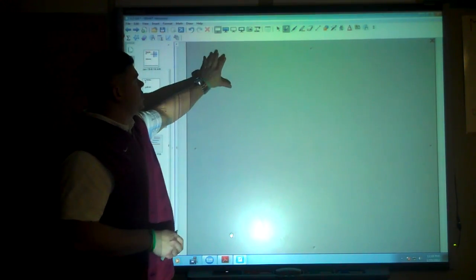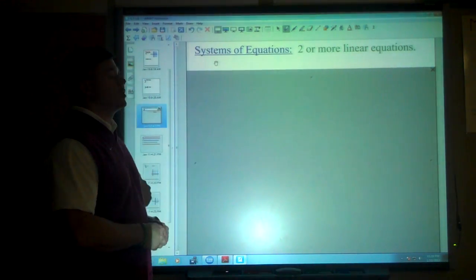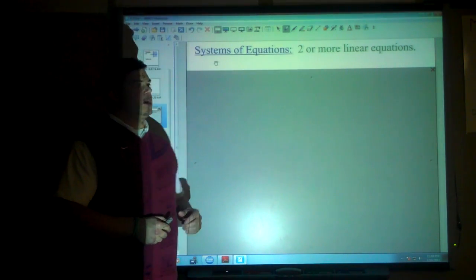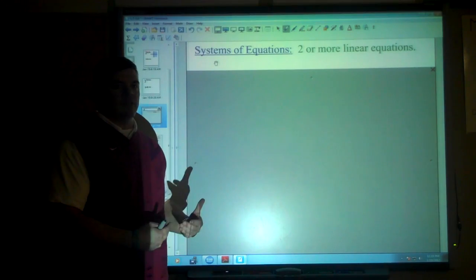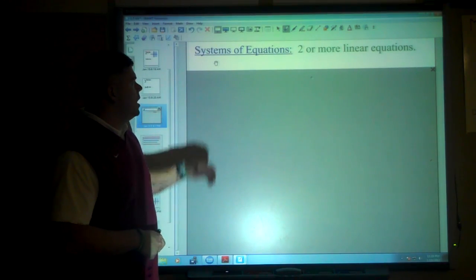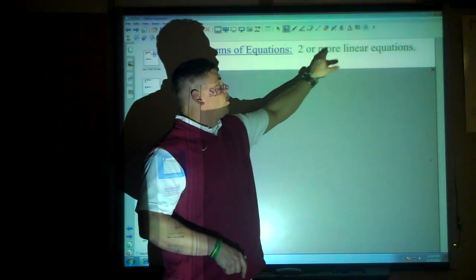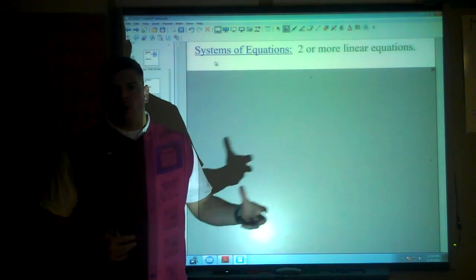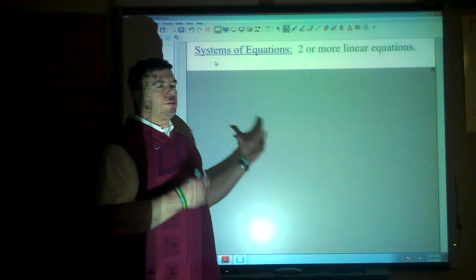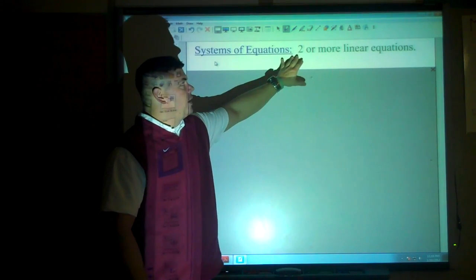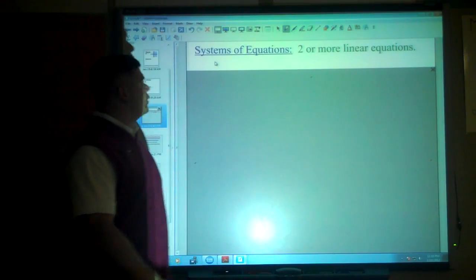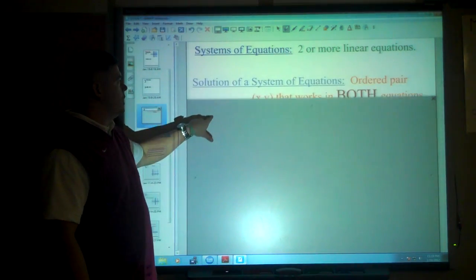So specifically speaking, what we're talking about now is what's known as a system of equations. So it's still equations, still going to have an equal sign, still has variables, but the difference is we now have two or more. So you could have 3 equations, 4 equations, 5 equations, where most of our time we're going to spend dealing with 2 equations, but it could be more. So that's what we refer to as a system of equations.